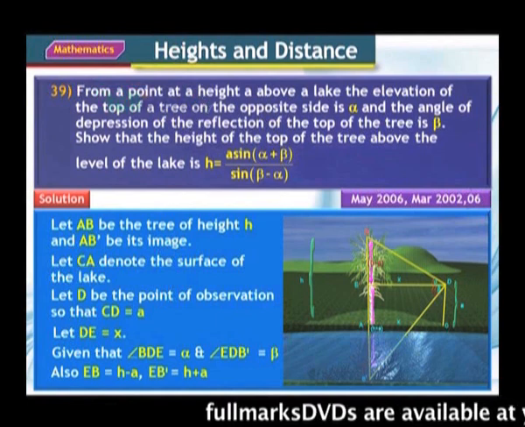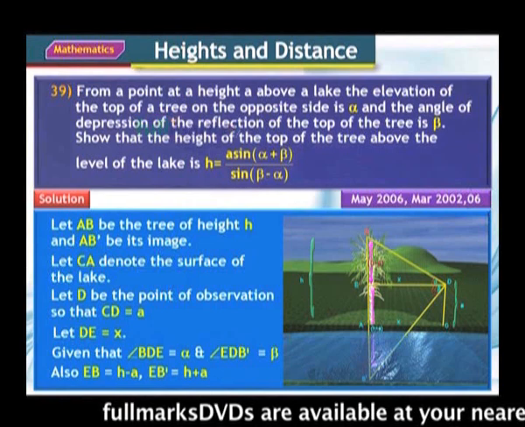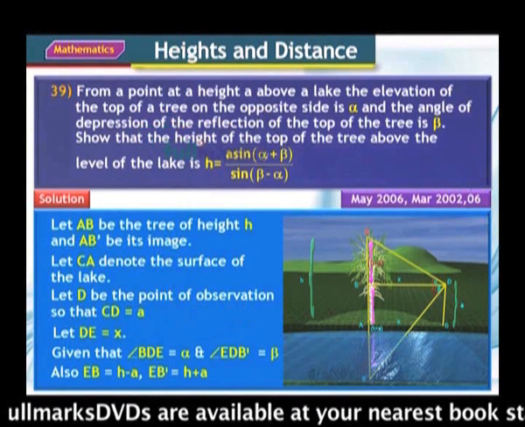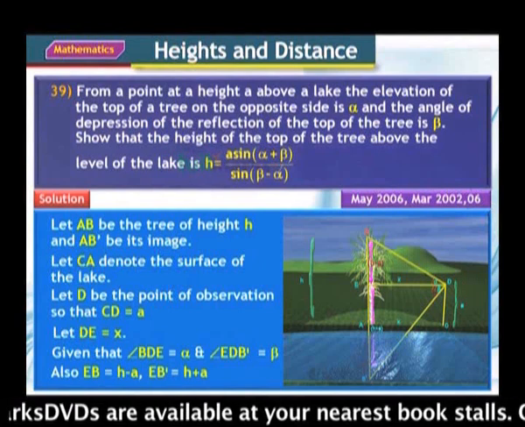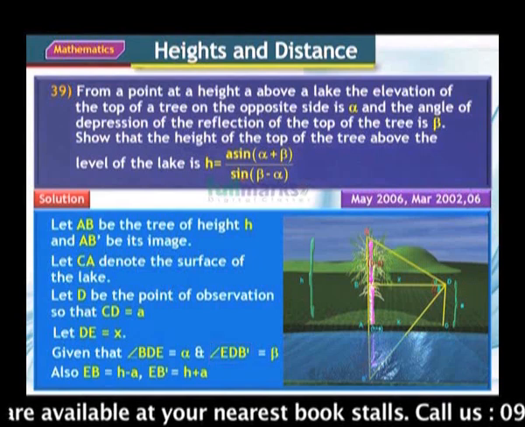Just now what I told, that you put in words, that is description. So for this description you will get 1 mark. Diagram 1 mark and description 1 mark. Next, how many triangles are there? There are 2 triangles. So triangle BDE and triangle EDB dash.